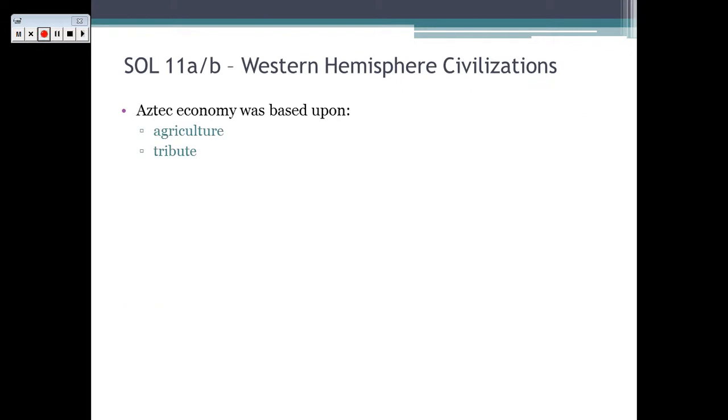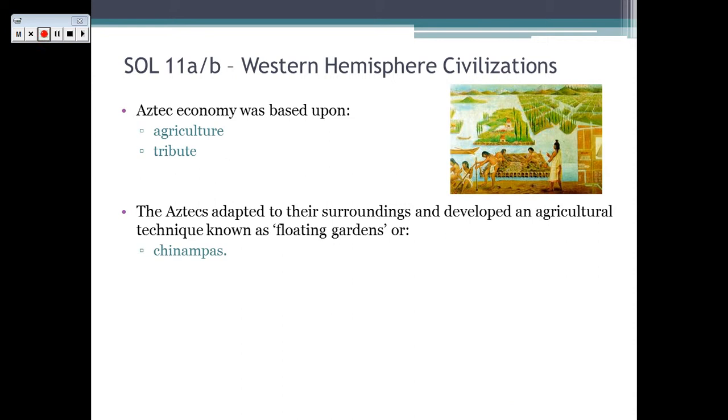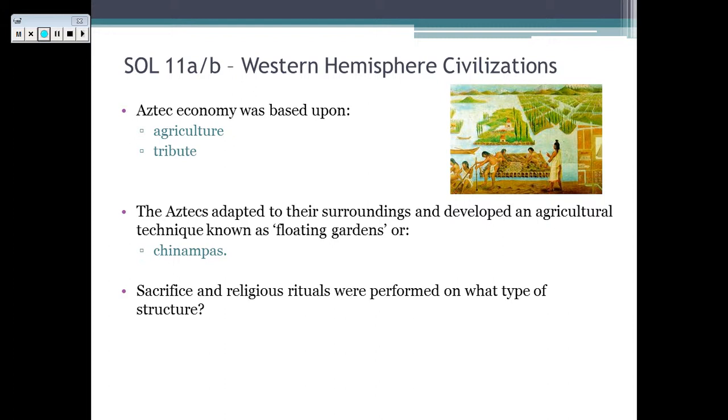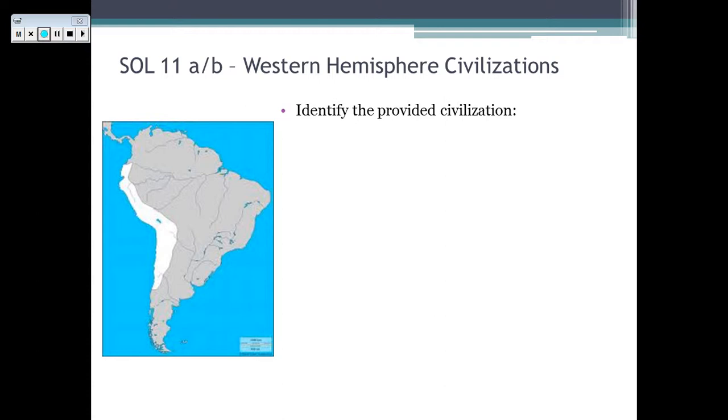Aztec economy was based on agriculture and tribute from conquered civilizations. And the Aztecs adapted to their surroundings and developed an agriculture technique known as floating gardens, or chinampas. Sacrifice and religious rituals were performed on what type of structure? The Aztecs also built pyramids where they performed their sacrifices. And the Aztecs were polytheistic.